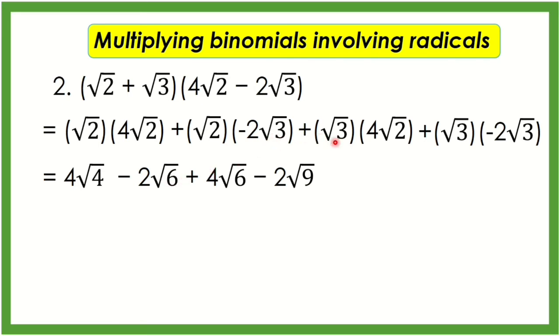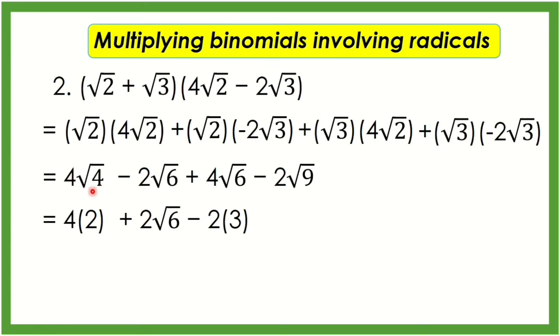Another, square root of 3 times 4 square root of 2. 1 ang coefficient times 4, that is 4. Square root of 3 times square root of 2, that is square root of 6. And last, square root of 3 times negative 2 square root of 3. Ang coefficient is 1. 1 times negative 2, that is negative 2. And then 3 times 3, that is 9.